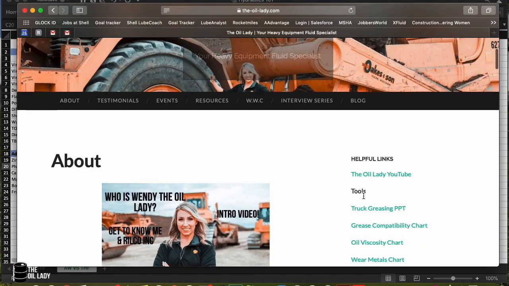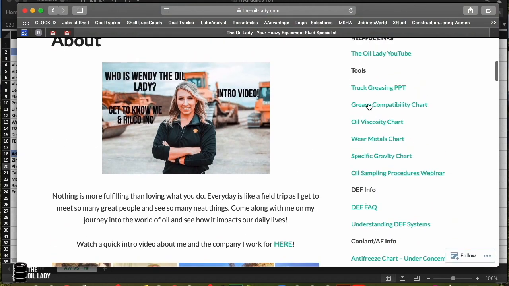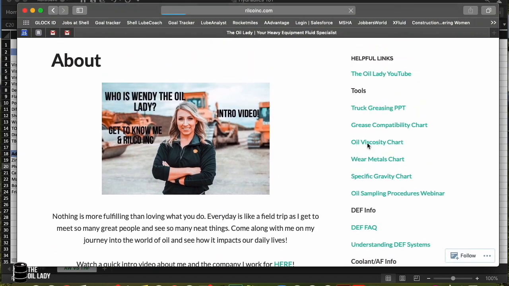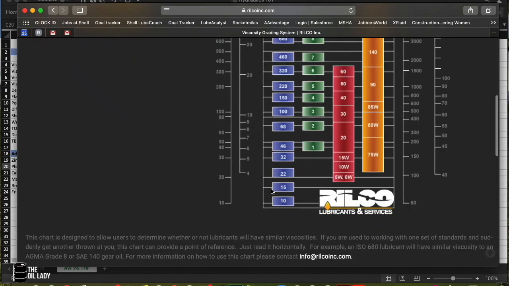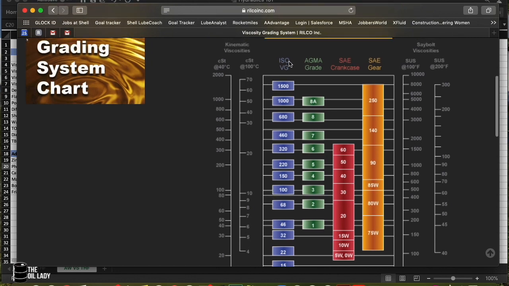And you're lucky that I have one here on my website off to the right hand side. Oil viscosity chart. Alright, so this guy here. So when we are crossing between products, ISO VG, this is going to be your viscosity grade for hydraulic oils or R&O oils or circulating oils, but in this case we're talking about hydraulic oils. Then over here for your crankcase, this is going to be your engine oils.